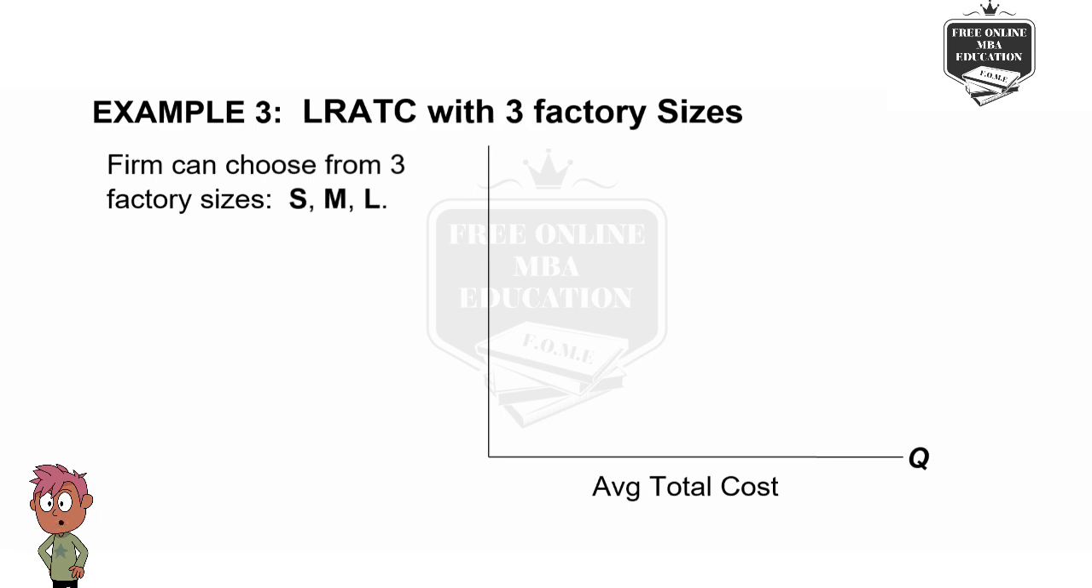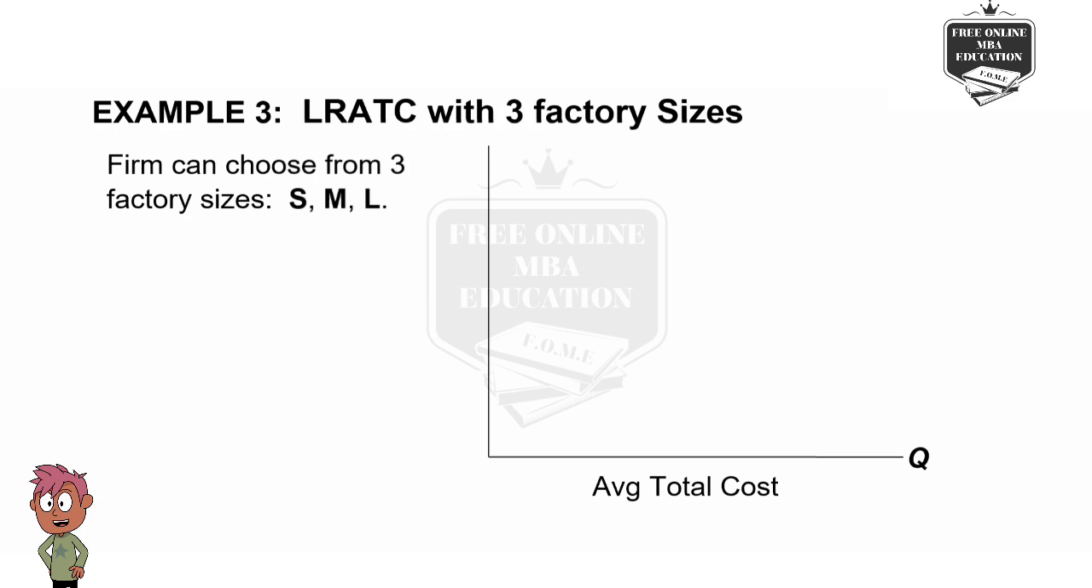Now we have three options from three factory sizes: small, medium, and large. This is just to give you an example. Obviously, factory sizes are not S, M and L. I am only taking this so that I can give you a reference and make you understand. Now, suppose you have three options to choose.